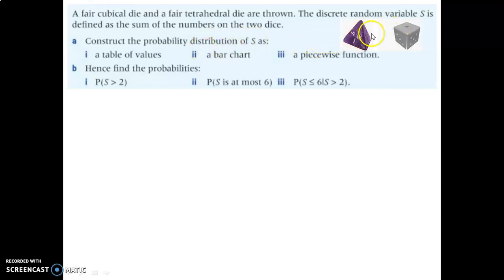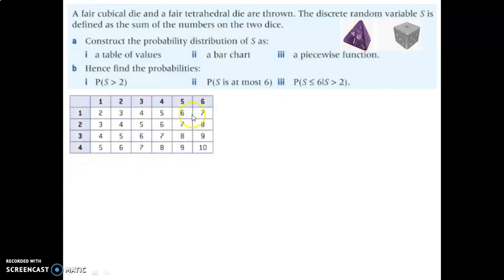Let's take a look. So if you're rolling those two dice, you can create a sample space diagram. Here's a 4-sided die. Here's a 6-sided die. And here we have all the possible sums. For example, if you roll a 1 and a 1, the sum is 2. Or if you roll a 3 and a 4, the sum is 7. So this is all the possible sums when you roll these dice.